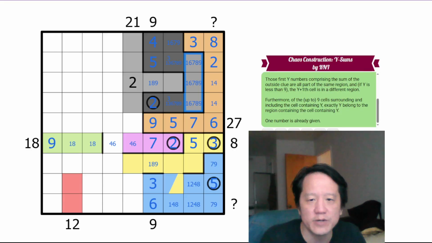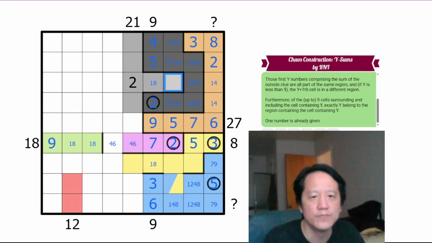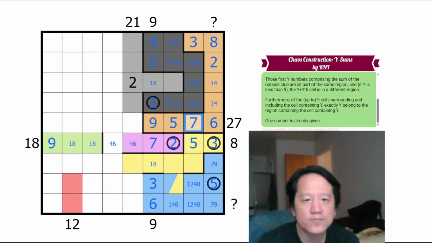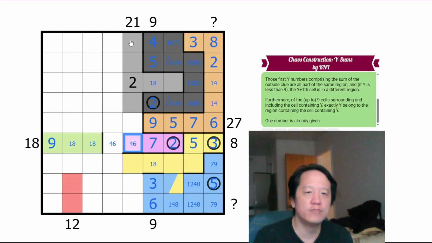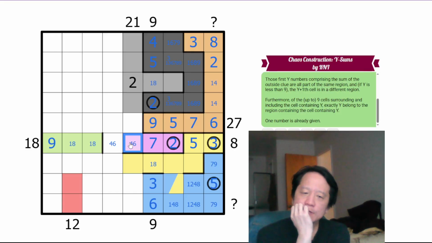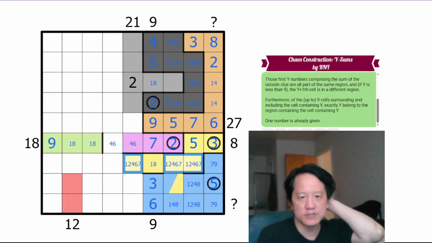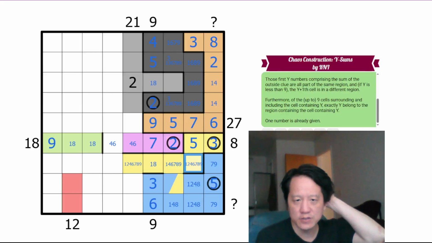7 is eliminated from here by 7 in the column. Okay, this can't be 9 because of 9 in the column. 21. So this is either pointing at 4 or it's pointing at 5 for the x. Remaining digits of yellow cannot be 5 or 3. 1, 2, 4, 6, 7, 8, 9. And obviously no 2 here because of 2 in the column. No 7 here because of 7 in the column. No 2 here because of 2 in the column.